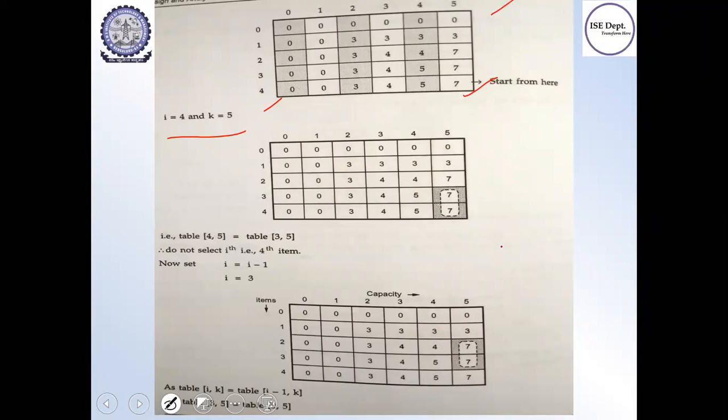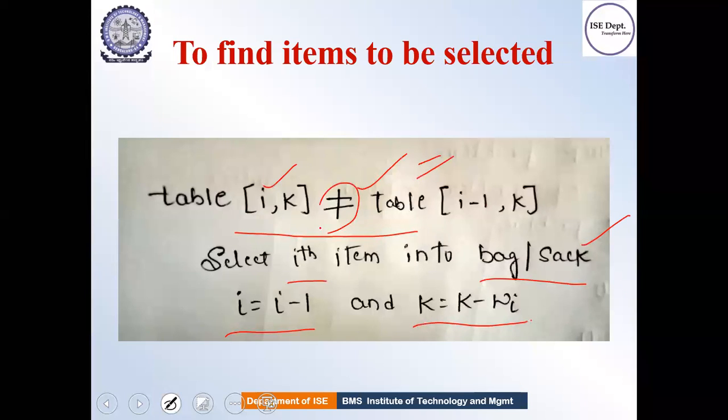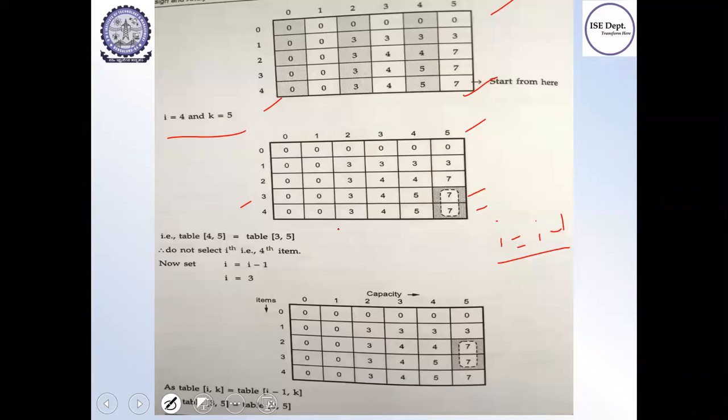I already told you, I is equal to I minus 1, which means 3 comma 5, that is 7. So compare these two values, both are equal. So I need not do anything, correct? If both are equal, we should be concerned only if they are not equal.